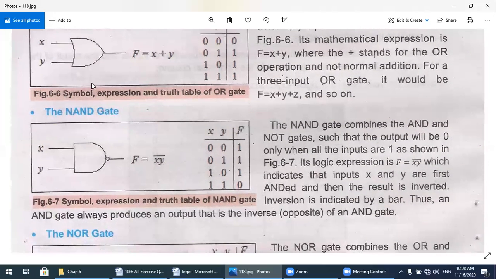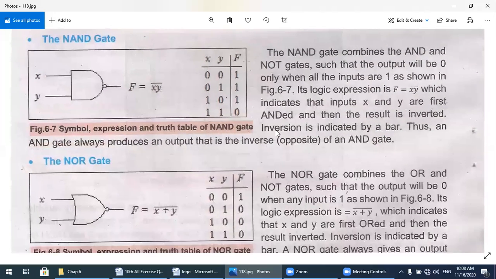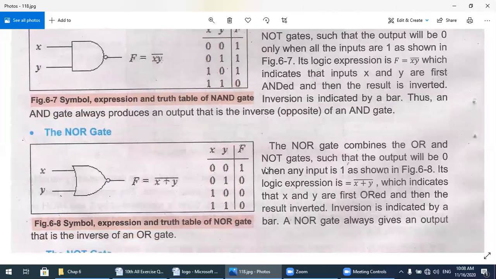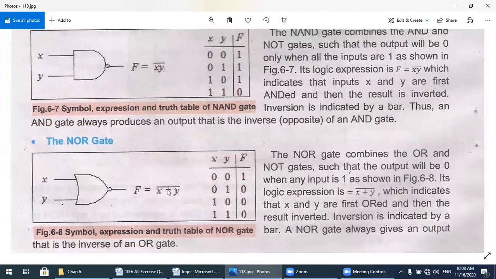Similarly, for the NOR gate, NOR stands for not OR. How to represent the NOT OR? When you pass any two input variables through the OR gate, the output becomes x plus y, but this one is the NOR gate, and you place a small circle at the end. So f is equal to x plus y, complemented.